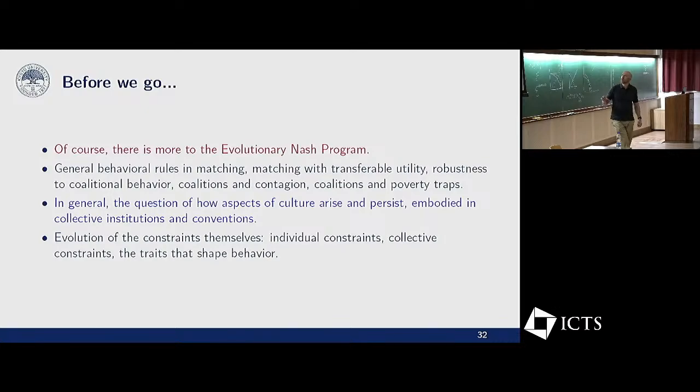Anyway, of course there is more: general behavior rules in matching, matching with transferable utility. That's where you can make that woman who's terribly unhappy to have married such a terrible person happier by transferring your utility to her. Robustness to coalitional behavior in general, coalitions and contagion, coalitions and poverty traps. In general, the question of how aspects of culture arise and persist, embodied in institutions and conventions. Also, we can look at the evolution of constraints themselves, individual constraints and collective constraints. They shape behavior.